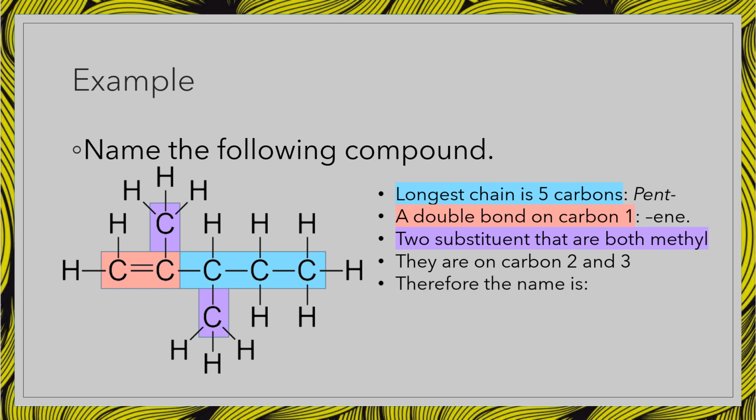So, putting it together, the name, what do we think it's going to be? It's going to be 2,3-dimethylpent-1-ene. Okay, so again, seeing how we've got the dashes and commas, there's no spaces in any of that.